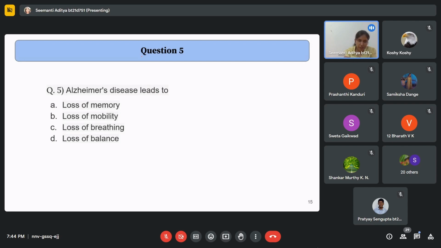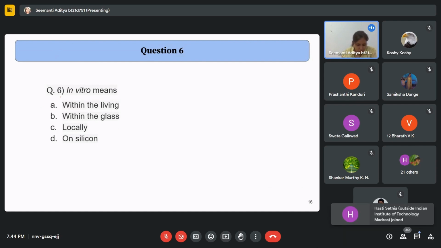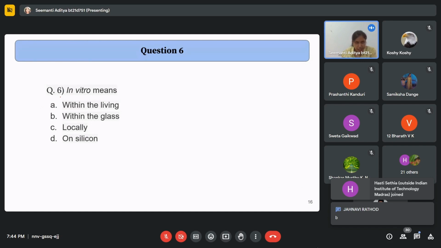Okay, everyone has given the correct answer. Let's go to the next question. So Alzheimer's disease leads to loss of memory. This question, I think somebody had already discussed earlier, I guess, in some earlier class.